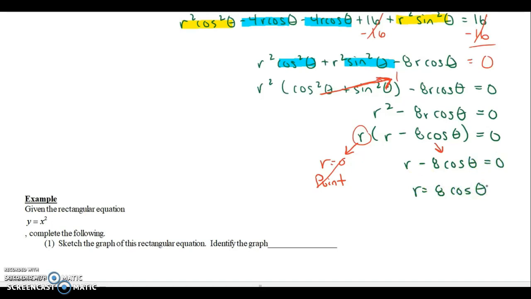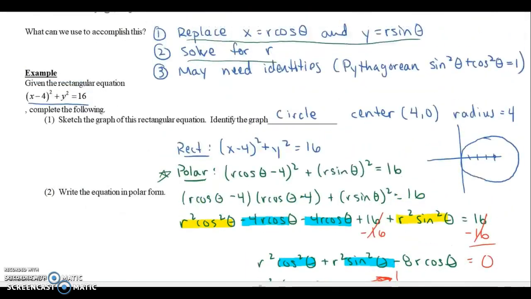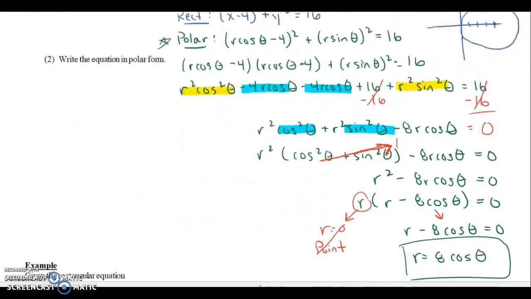Take my next factor, set it equal to 0, solve for r. That's what I need. So I have r equals, I add the 8 cosine of theta to both sides, I get r equals 8 cosine of theta. Now what you would need to do with that is to check your work, right? Graph that in polar form, go back and look and see that it's the same equation, same graph that we had in rectangular form.